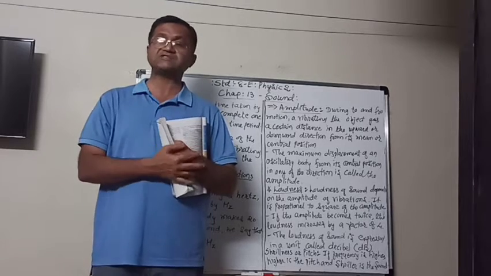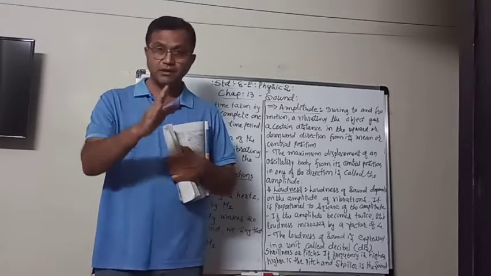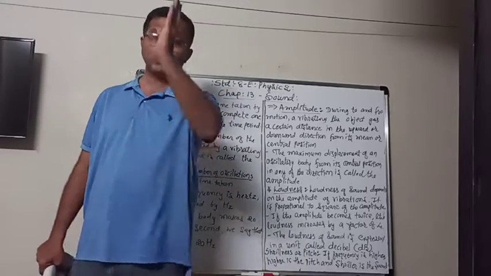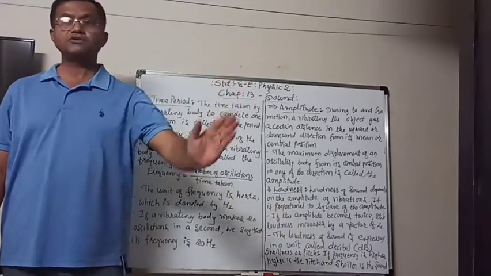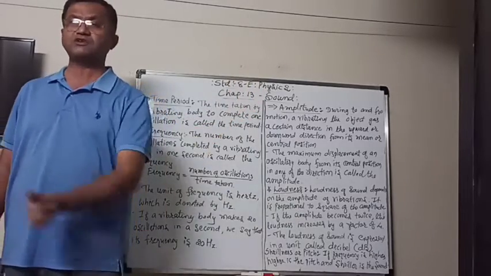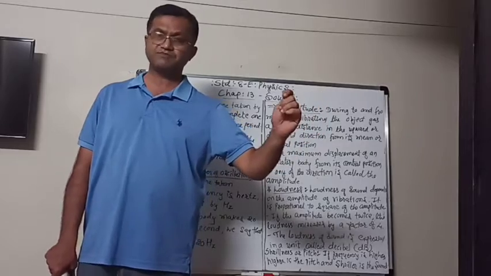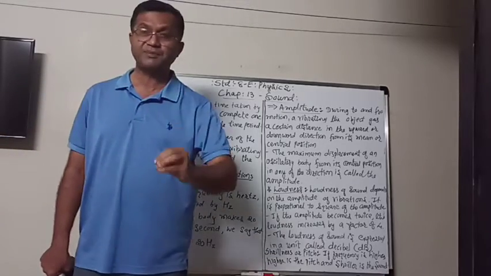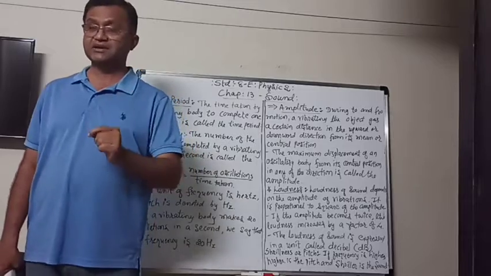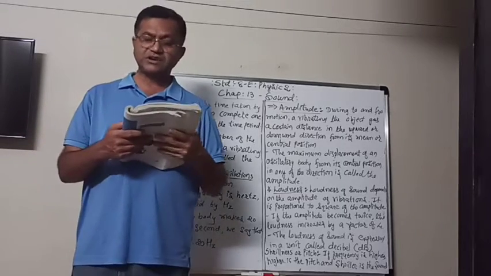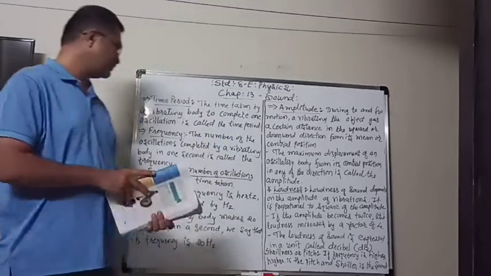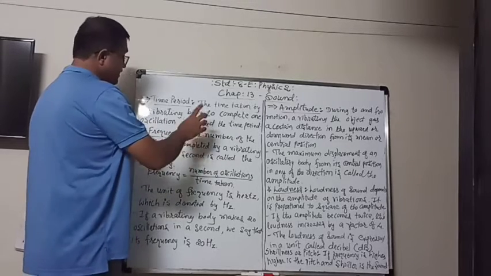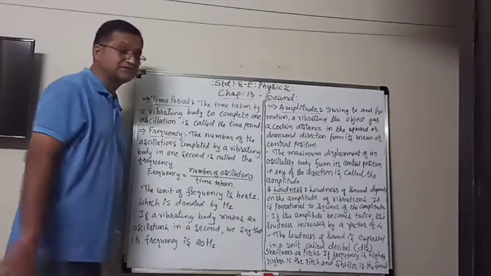You know that when there are oscillations, the object moves from its mean position, the central position, to left and right, or up and down. When it reaches from one place to another and back to its original position, then one oscillation is completed. How many such oscillations are completed in 1 second, that number is known as the frequency of that sound. So what is frequency? The number of oscillations completed by a vibrating body in 1 second is called the frequency.